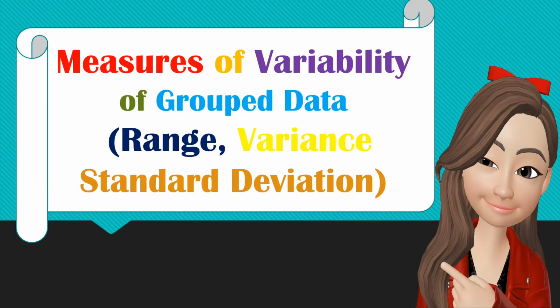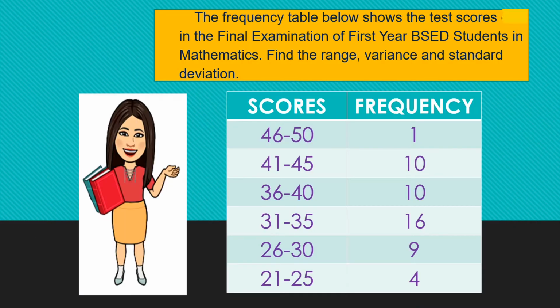For today I'll be teaching you how to find the measures of variability of group data: the range, the variance, and the standard deviation. This frequency table shows the test scores in the final examination of first-year BSED students in mathematics. You are asked to find the range, variance, and standard deviation.